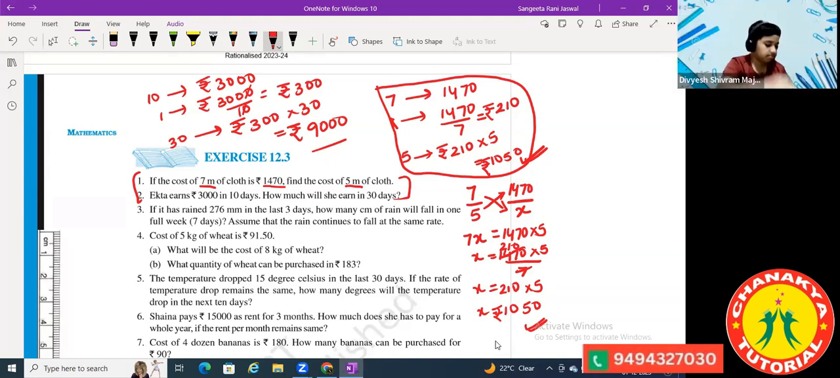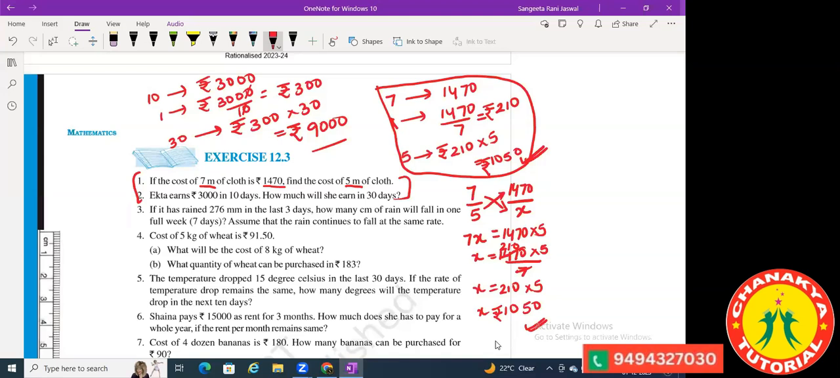To find the value of x, I took this 7 to the other side of the equal to sign. When I take any number to the other side of the equal to sign, what happens? The operation changes. If this number is multiplying here, there it will divide. You have studied this in your integers chapter.